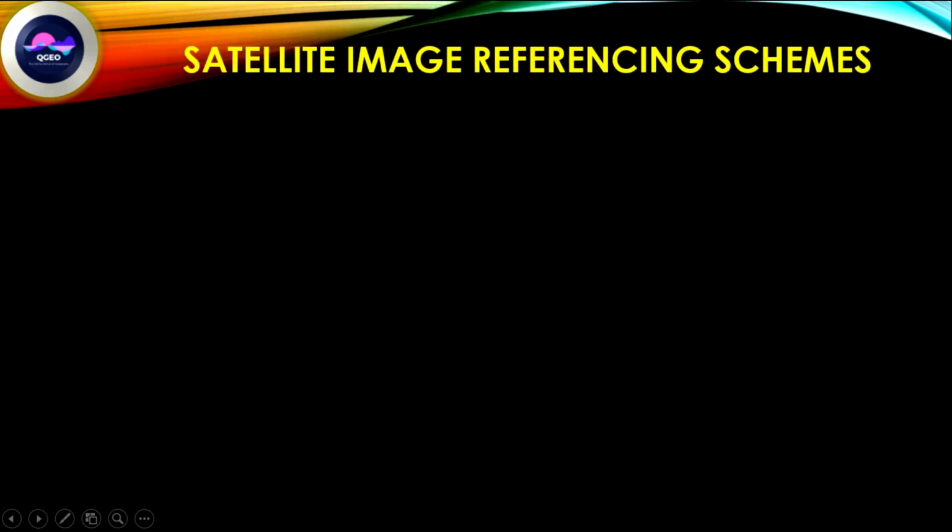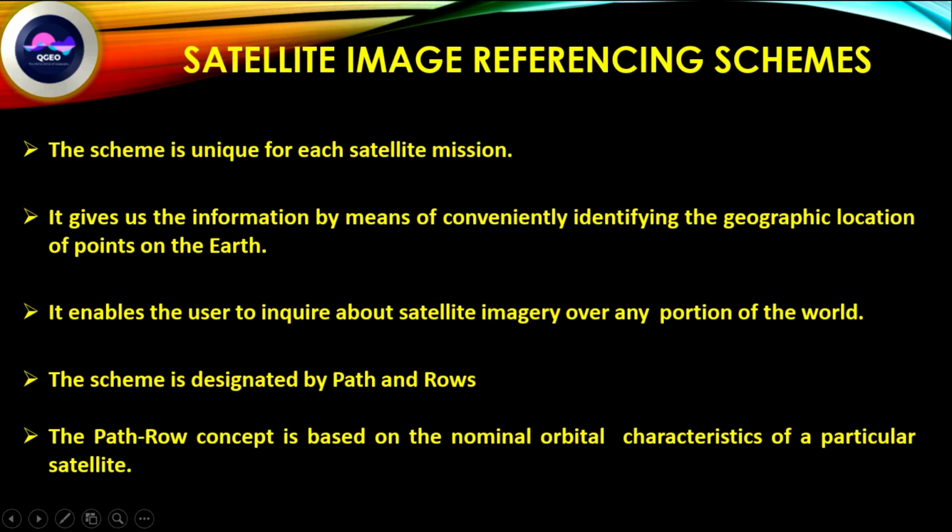Here is the satellite image referencing scheme. The scheme is unique for each satellite mission. It gives information by conveniently identifying the geographic location of points on the earth. It enables the user to uniquely inquire about satellite imagery over a portion of the world. The scheme is designated by path and row. The path-row concept is based on the nominal orbital characteristics of a particular satellite.